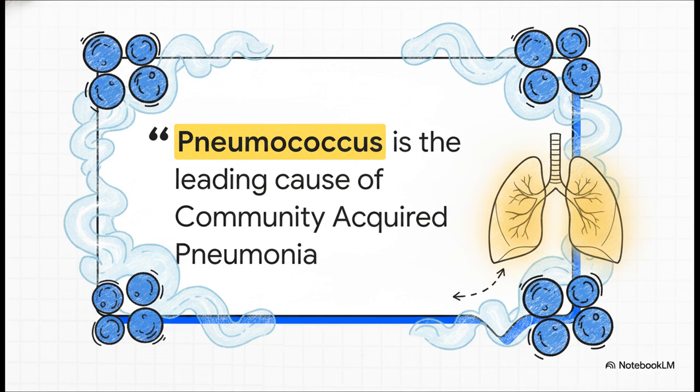Our source material highlights a huge, high-stakes medical fact. Pneumococcus, which is a gram-positive cocci, is the leading cause of community-acquired pneumonia. So this isn't just abstract taxonomy. Identifying that blue, round fortress tells a doctor exactly what they might be up against inside a patient's lungs.